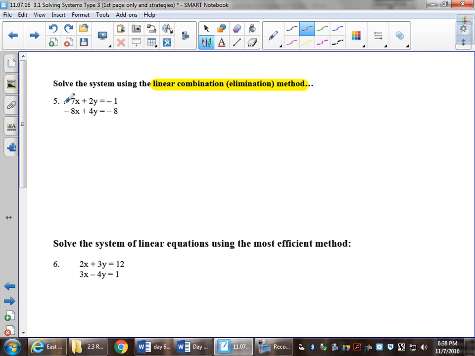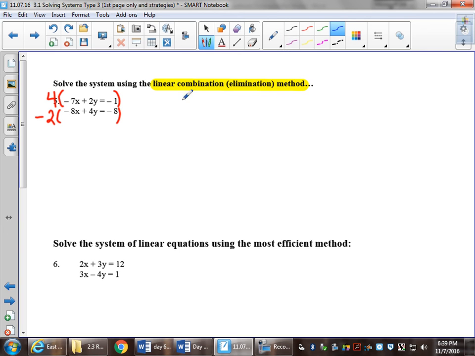You would work on getting one of these to be a positive 56x and one of these to be negative 56x. So if you choose to do that, go ahead and we can compare final answers. For me though, I'm going to pay attention to these y's. So to make a positive 2y become an 8y, I know I need to multiply this by 4. And for my second equation, I need a negative 8y. So I will multiply by negative 2. Let's see what we get.